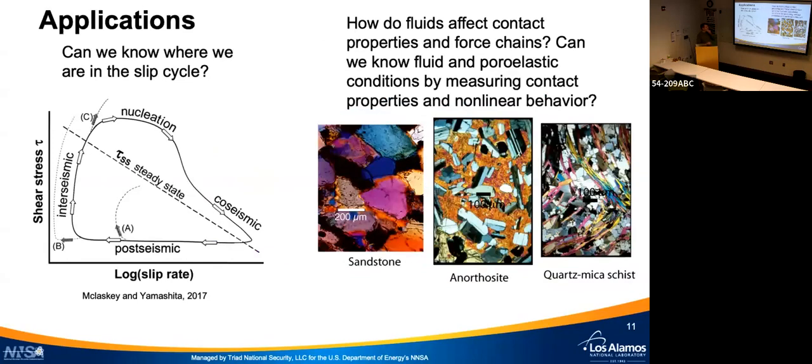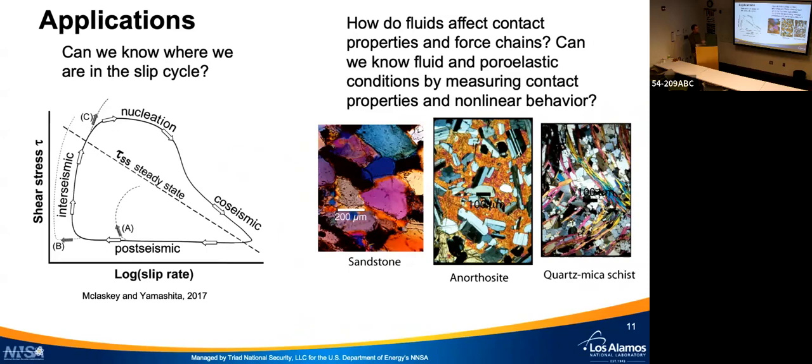So some other applications: how can we know where we are in a slip cycle? This is an example of the earthquake cycle. We have the interseismic period where the slip rate is slow, nucleation where the slip is increasing, coseismic, which is the actual earthquake, and then post-seismic where the slip rate is decreasing. And one question is, how does the nonlinearity change in this cycle? And how do fluids affect the contact properties and force chains? Can we know fluid and poroelastic conditions by measuring contact properties and nonlinear behavior?